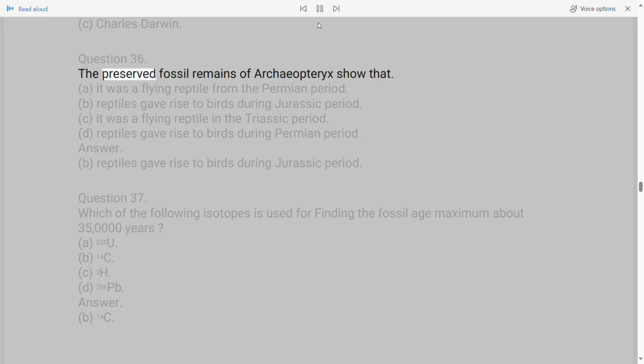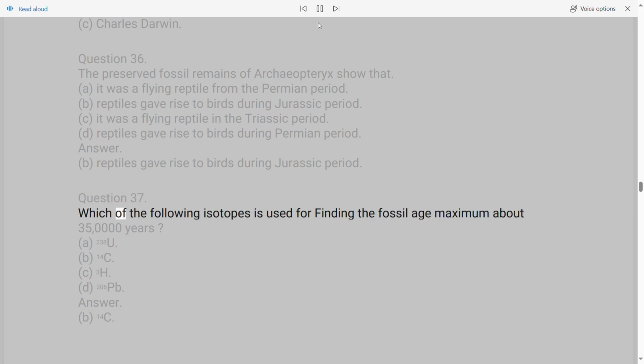Question 36. The preserved fossil remains of Archaeopteryx show that A. It was a flying reptile from the Permian period. B. Reptiles gave rise to birds during Jurassic period. C. It was a flying reptile in the Triassic period. D. Reptiles gave rise to birds during Permian period. Answer. B. Reptiles gave rise to birds during Jurassic period.